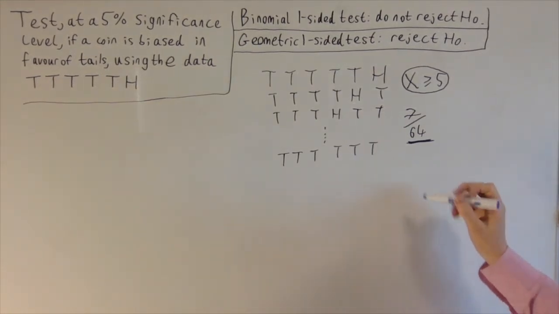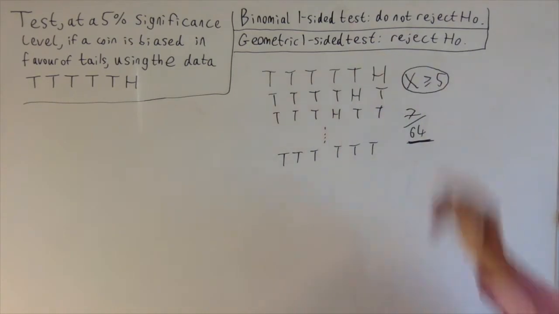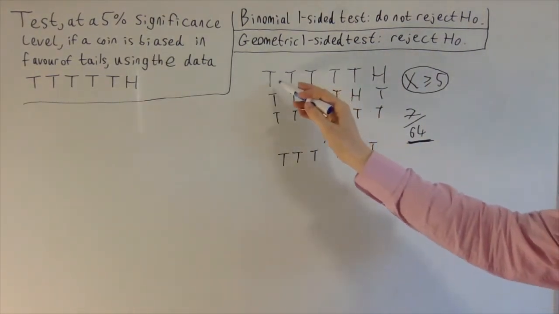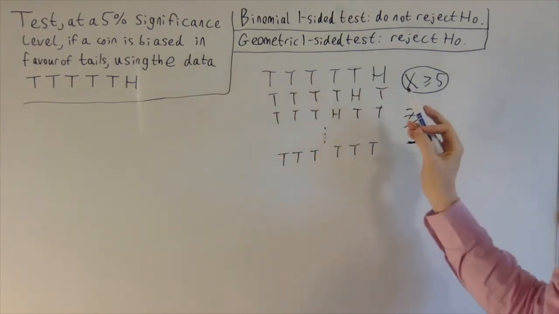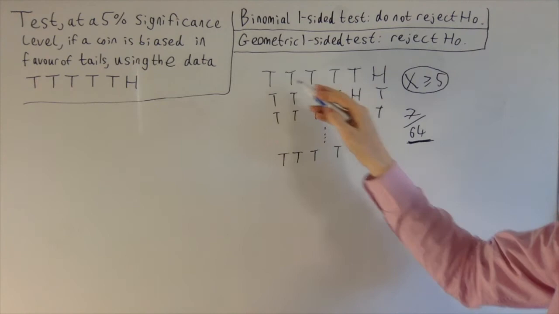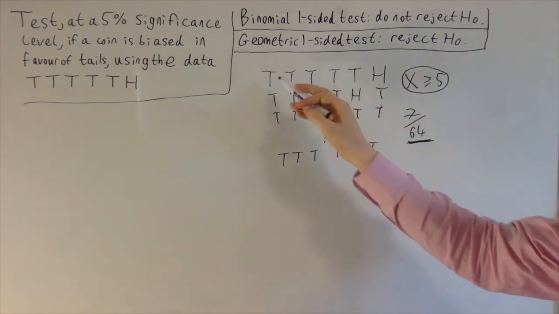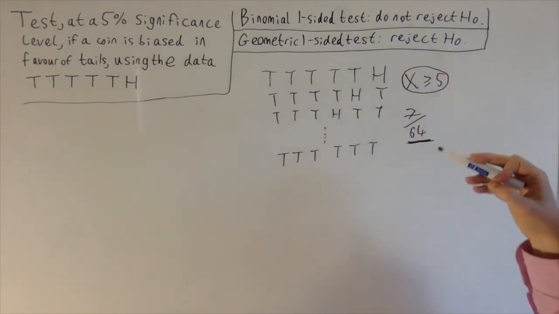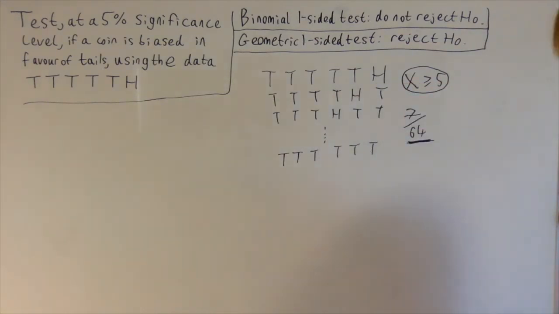Then if we look at how you would group these together for the geometric one-sided test, there's the same chance of each of these things happening. So independent of how you're collecting the data, what you're doing with it, or when you stop, the chance of getting 5 tails in a row and then a heads is just a half to the power of 5 times another half. So it's always just 1 out of 64.